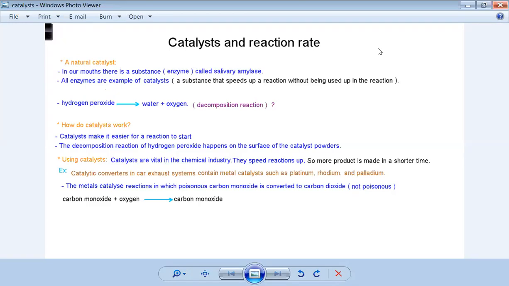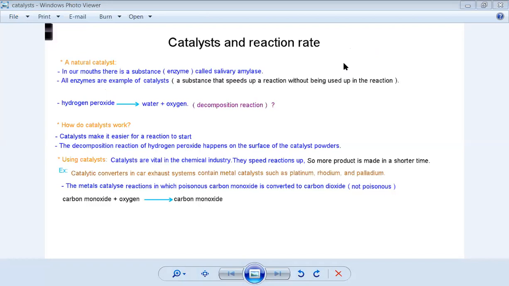Okay, what about increasing surface area? How can this affect the reaction rate? Yeah, if we increase the surface area. Oh, the same thing. I think it will be faster because energy will be separated equally. So we will increase the reaction rate.